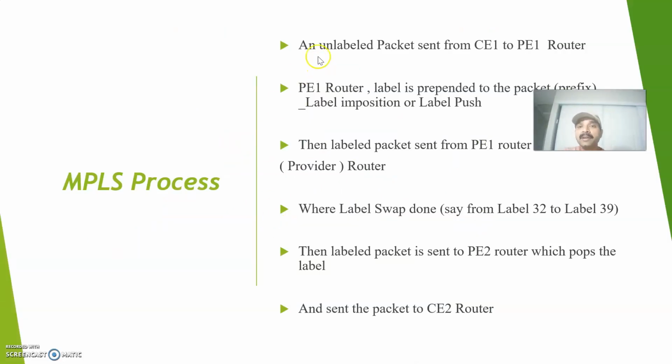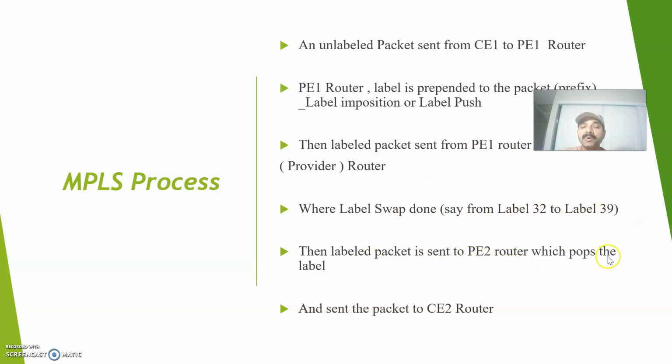Now let us see the process. This I already discussed. An unlabeled packet will be sent from CE1, the customer edge router, to the provider edge router, and then it will prepend the label. So the label is pushed or imposed on the prefix, and the labeled packet will be sent from the provider edge router to the provider core router. This core router will perform the label swap, say from label 32 to label 39. Again this labeled packet will be sent to the PE2 router.